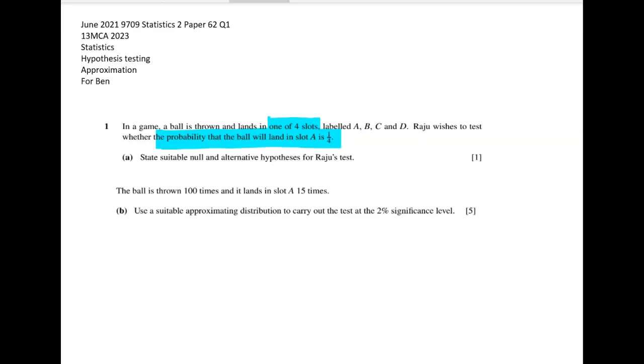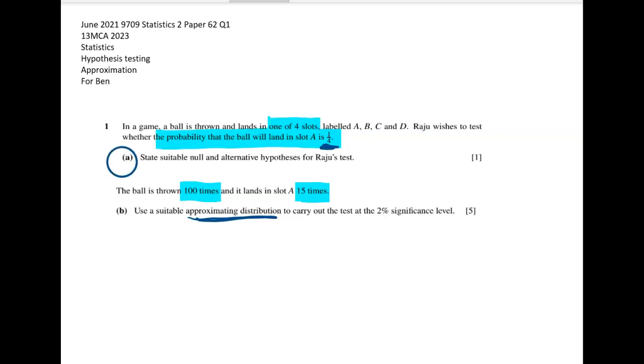After that, the ball actually gets thrown 100 times and it lands in slot A 15 times. So that's a binomial situation, right? N is 100. And if the null hypothesis is true, then P is going to be 0.25 or 1/4. But we're told to use a suitable approximating distribution to carry that test out at the 2% significance level.